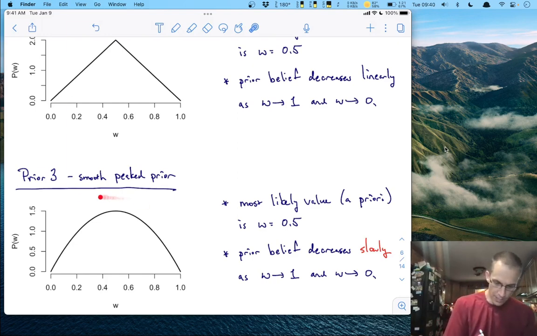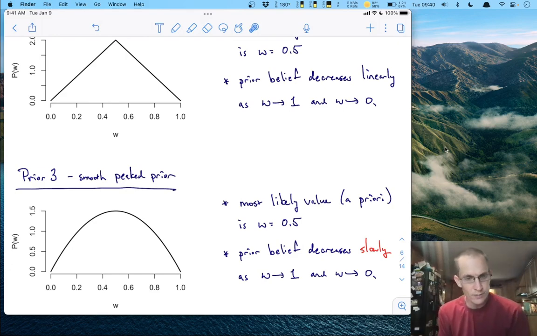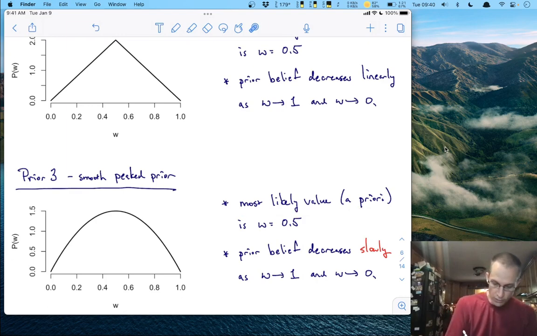Okay, so this one actually has a name. It's called a beta distribution. We can talk more about that a little bit later this semester, but it is a probability distribution. Just like before, its most likely value a priori for W is, again, at 0.5. Now, again, this is a good skeptic's prior. The highest degree of belief is that W equals 0.5, and that belief decreases as you go away from it toward 1 and toward 0.